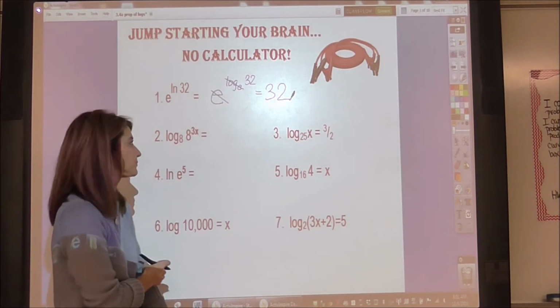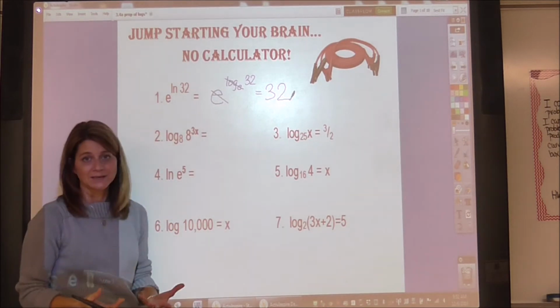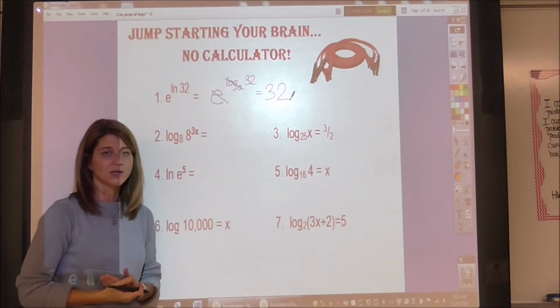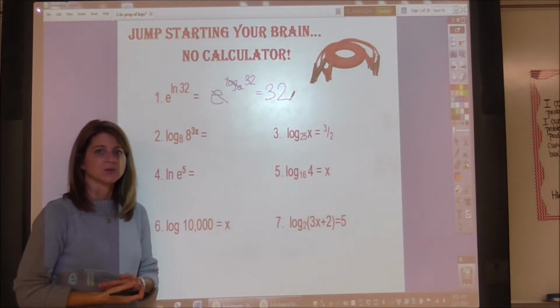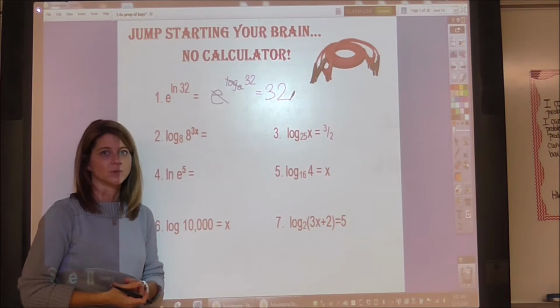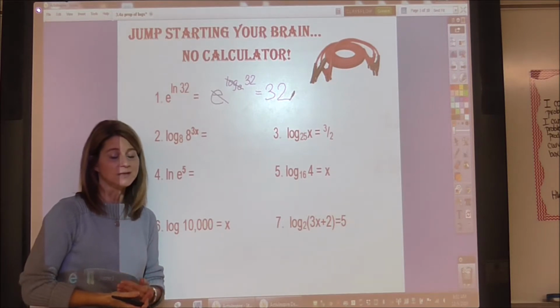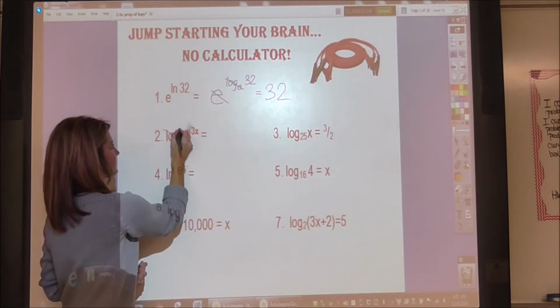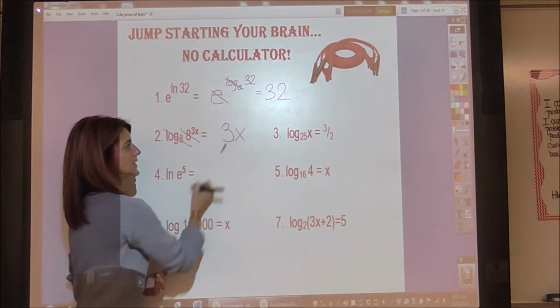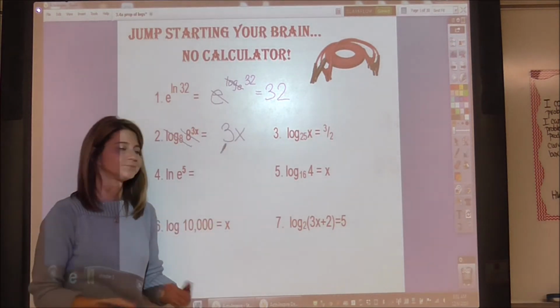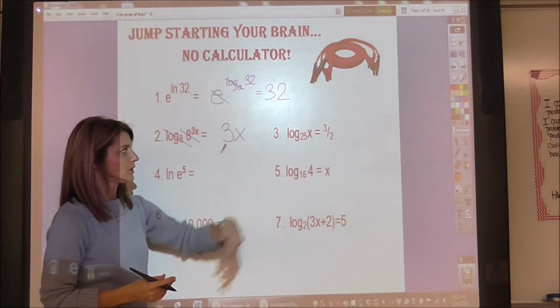Let's look at number 2. Same kind of idea. It just doesn't say natural log. It says log base 8. So you have log base 8, and it has a base of 8. Well, log base 8 and base 8 get to cancel. So your answer is just 3x. Done.